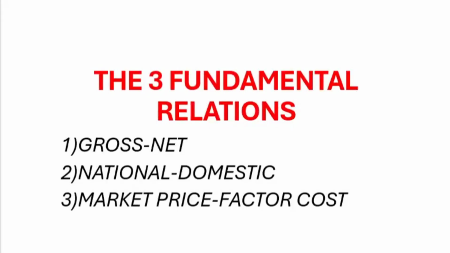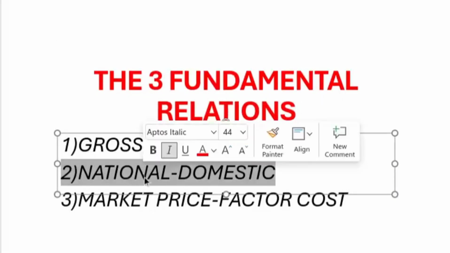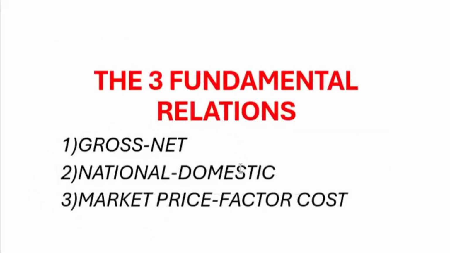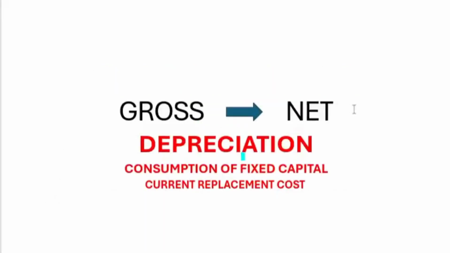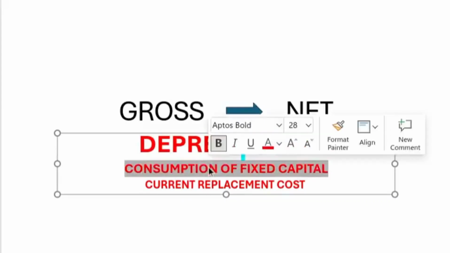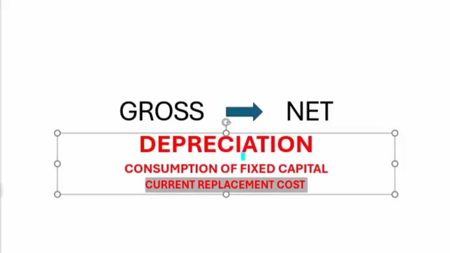The three fundamental relations. Firstly, between gross and net. Then national to domestic and market price and factor cost. We'll address them one by one. The first one, that is gross to net or vice versa. When a term is given in net, we'll add depreciation to it to make it in gross terms. Another name of depreciation is consumption of fixed capital or current replacement cost.